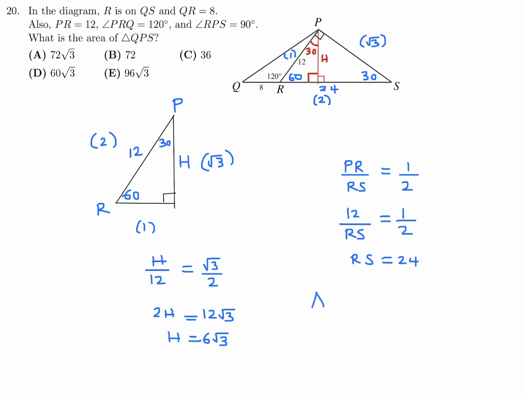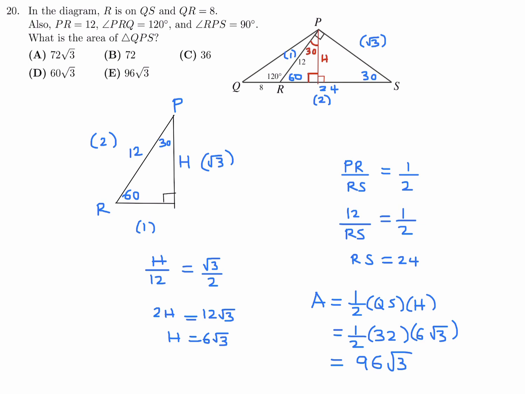And then now I've got enough information to figure out the area, which is base times height. The base is QS of that whole big triangle, and the height is H. And QS is 8 plus 24, which is 32. And H we just figured out was 6 root 3. So this looks like 3 times 32, which is 96 root 3. And that would be choice E for number 20.